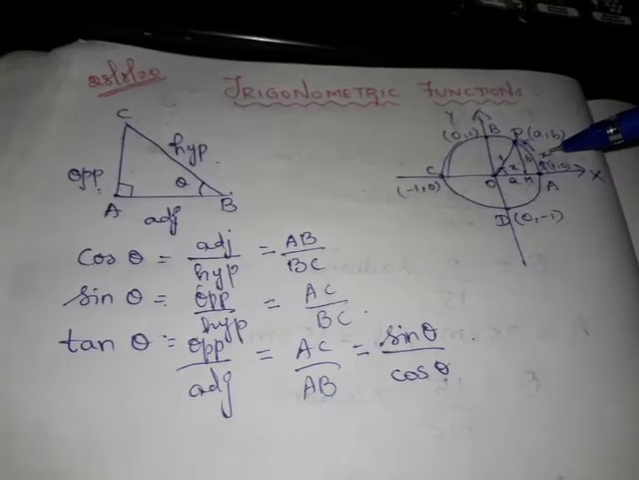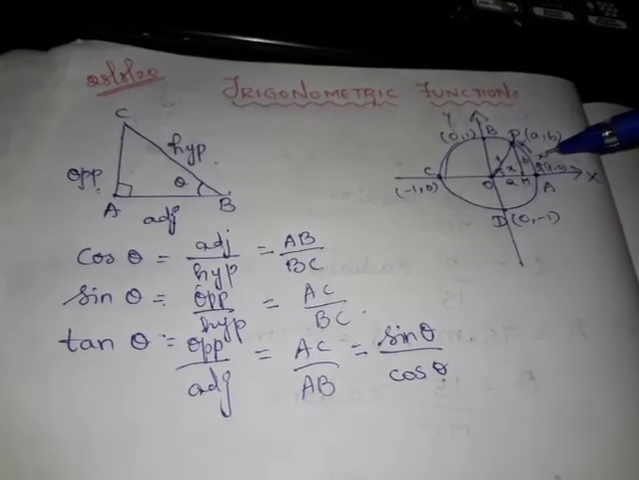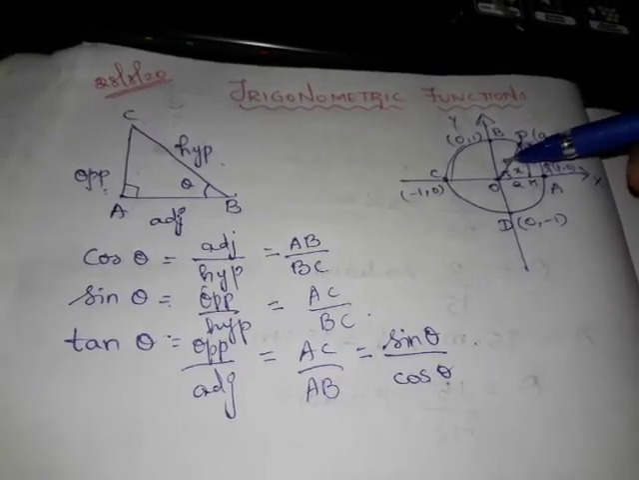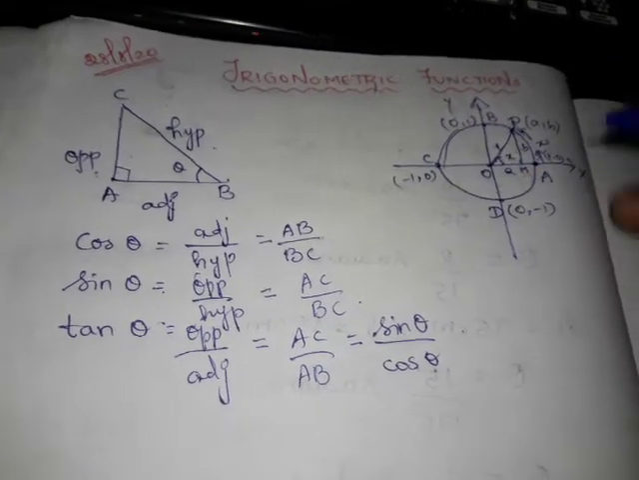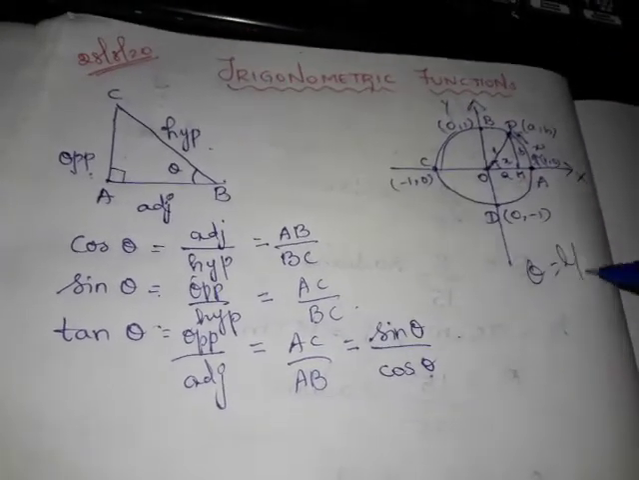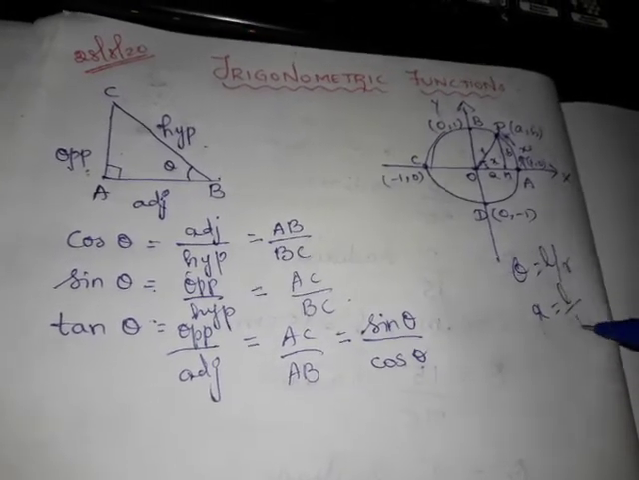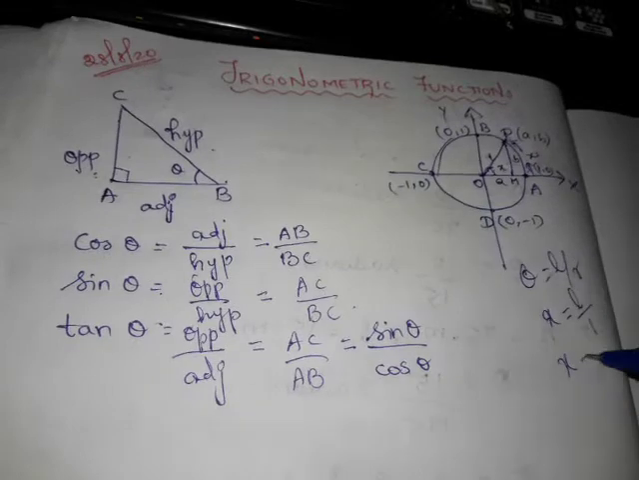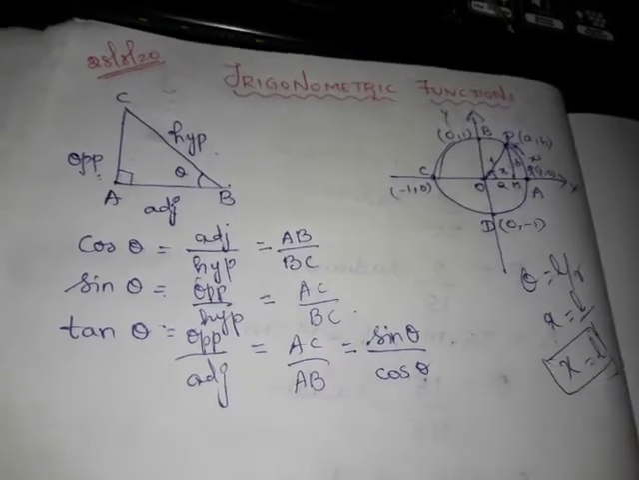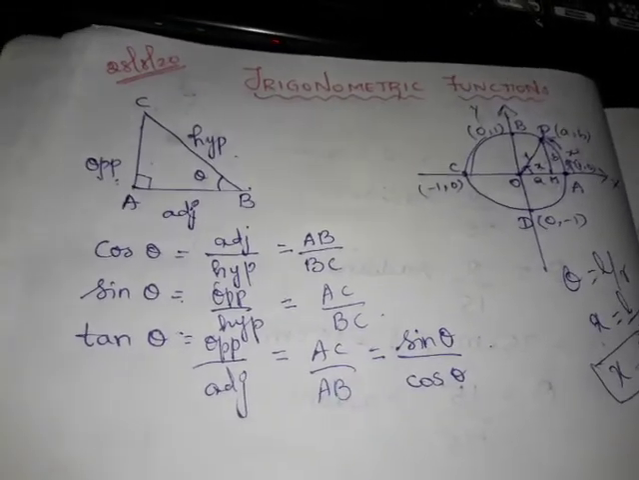That's how we framed our formula also, right? Theta equals L by R. Theta we have assumed as x. So L divided by radius, which is 1. If you cross multiply, the length will also be x, right?